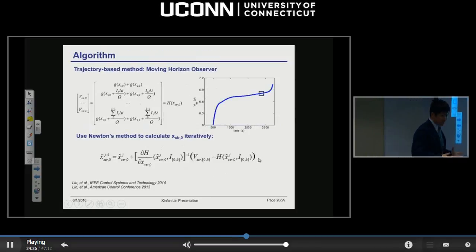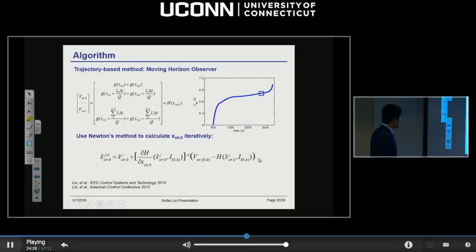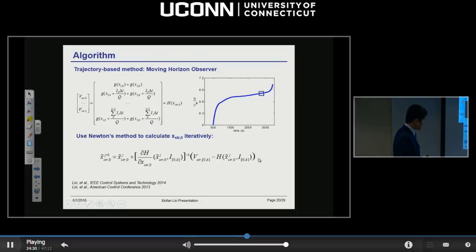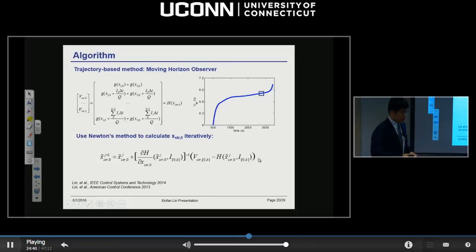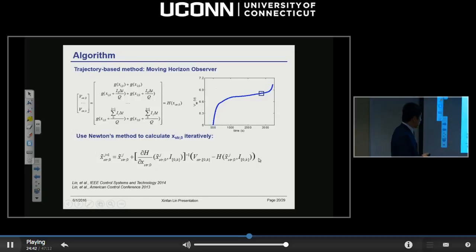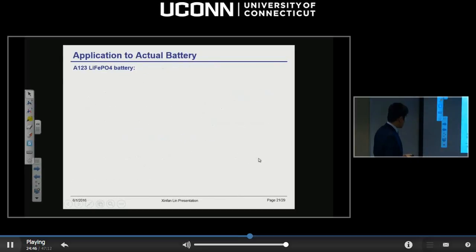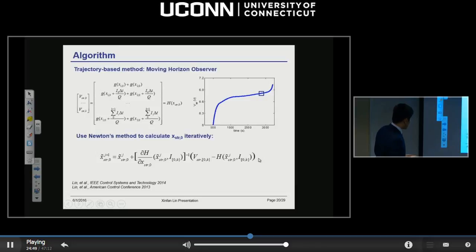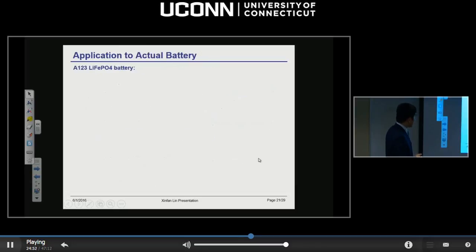So based on this analysis, I try to design different algorithms to solve this estimation problem. So basically, we need to use the trajectory, not the single point measurement, and also we need to utilize the nonlinearity of the g(x) function. And so one of the methods I use is the moving horizon observer. And so more details can be found in these two of my papers.